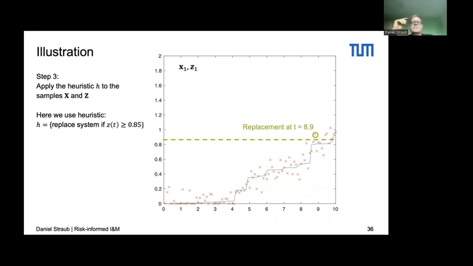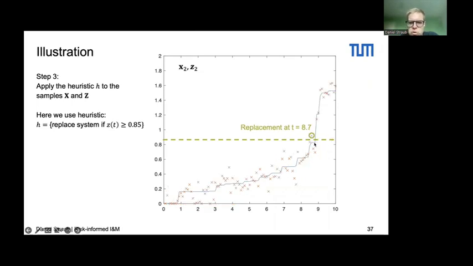Now, it's clear that this is not fully optimal, so we could do better. We could learn a model from the orange dots first, instead of using the measurements directly, because the measurements are quite noisy, as you can see. Even just a moving average approach would probably be better. But if we want, we could use this very simple heuristic. For this particular realization, we would replace at 8.9, and it would be before we have failure. You see, failure actually never happens for this realization because the blue line never crosses one. But in this other realization, the blue line crosses one, so it would fail. But luckily, with our heuristic, we would replace the structure before it fails.